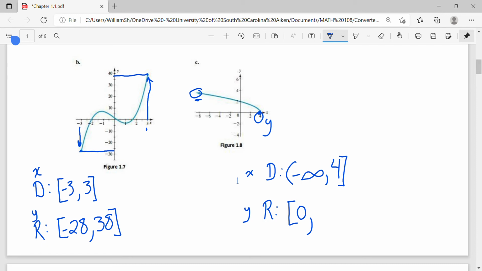And then this arrow indicates that it continues to very slowly go up. Now, it doesn't go up very fast, but it goes on forever as it goes up, which technically means it goes up to positive infinity, just very slowly. So I'll represent the range here by [0, infinity).